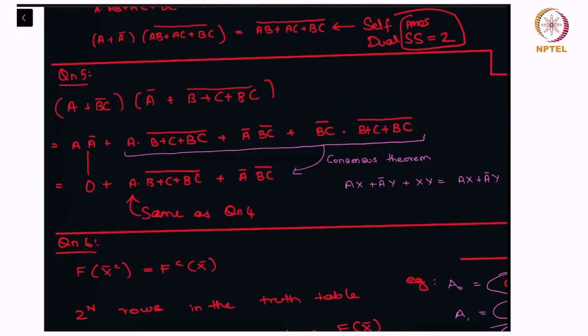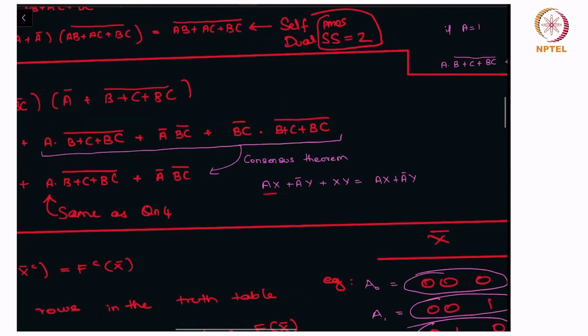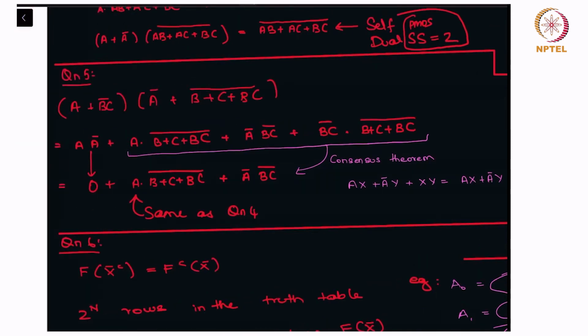Now a bar goes to 0, and this is just a consensus theorem expression, right? So it's something like a into x plus a bar into y plus x into y. So this is x, you can take this as y, so this is x into y, right? So that is by consensus theorem just equal to ax plus a bar y, right?